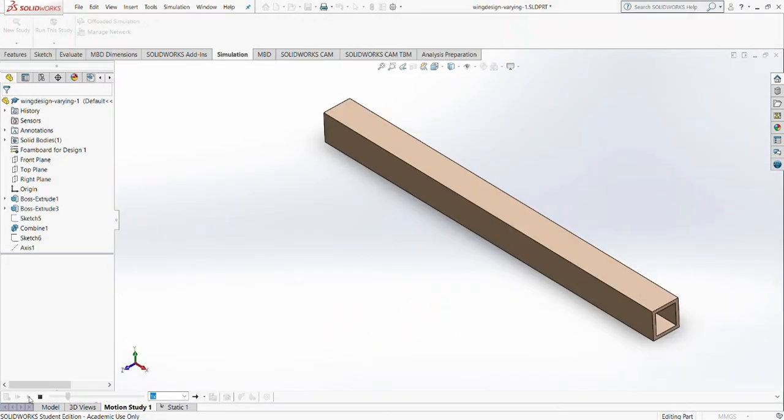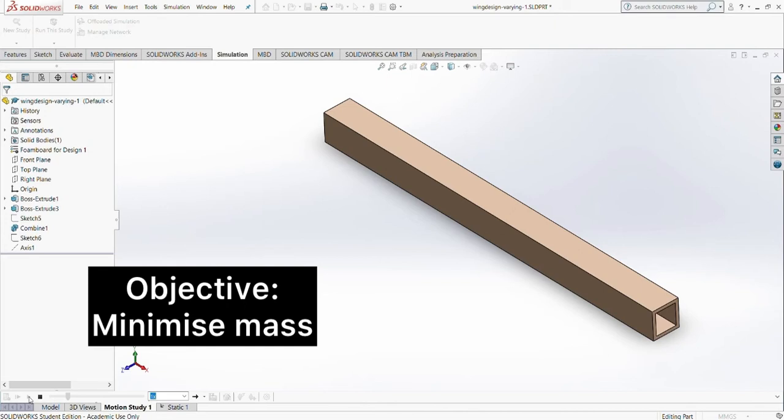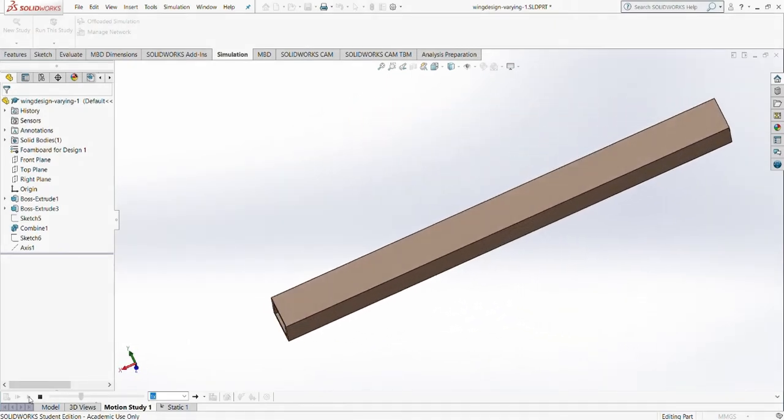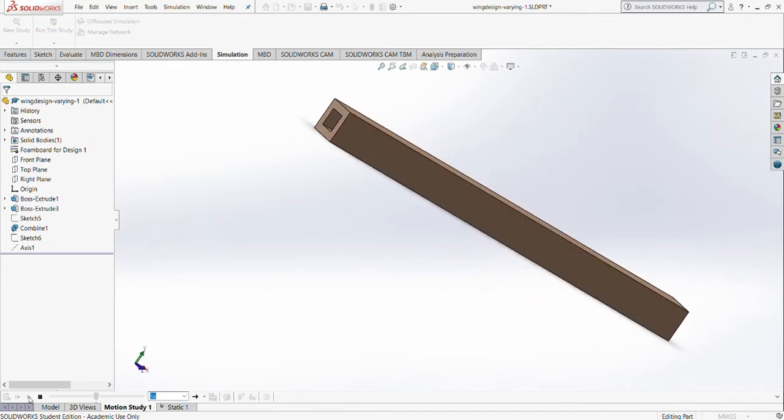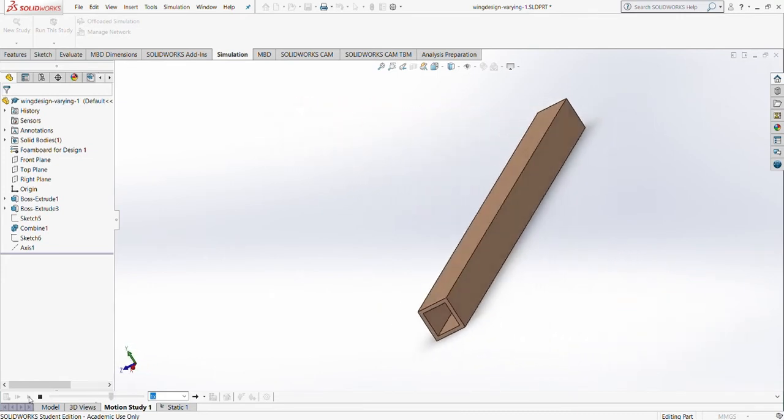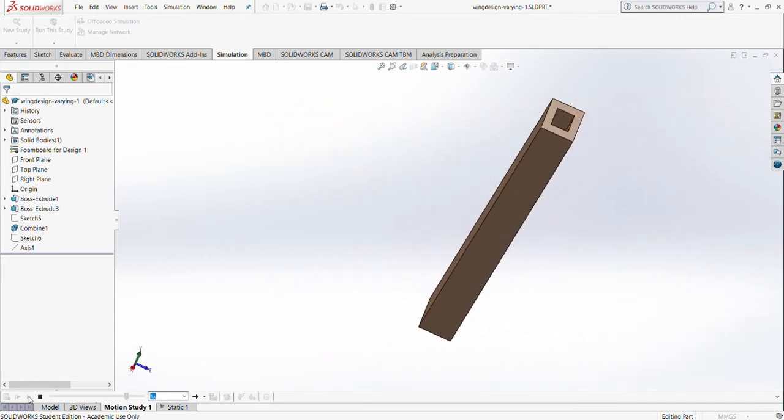One of the main objectives of designing a wing is to minimise the mass of the structure. By introducing a spar with a varying cross-sectional area, we were able to reduce the mass by 20%, without compromising the load carrying capabilities.